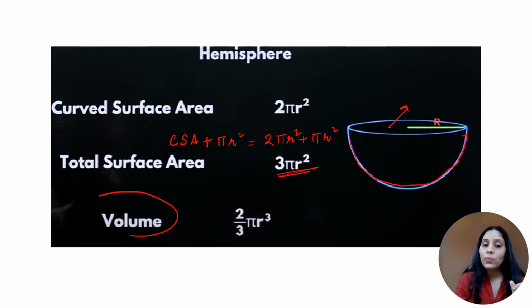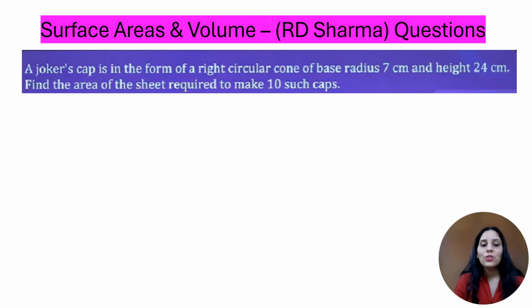Now volume, it's very easy to remember volume. It is half of the sphere. Hemisphere is half of the sphere. So if sphere is 4 by 3 pi r cube, half of it is going to be 2 by 3 pi r cube. So this is the volume. So this is it. We have completed the introduction on surface areas.